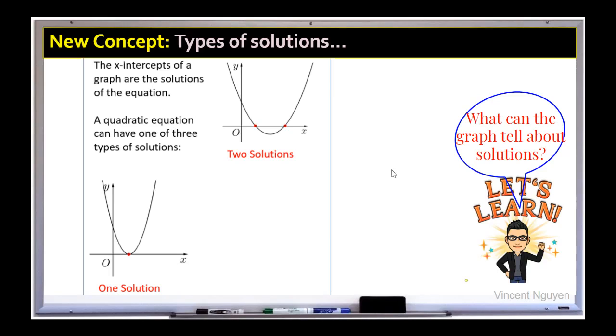And then there are times when the graph is completely off of the x-axis, like you see in this case, which means the graph doesn't even touch the x-axis. So in this case, we say there are actually no real solutions. There are imaginary solutions that we'll talk about much later on in our math lessons. But for now, just know that there are no real solutions when there are no x-intercepts, okay?